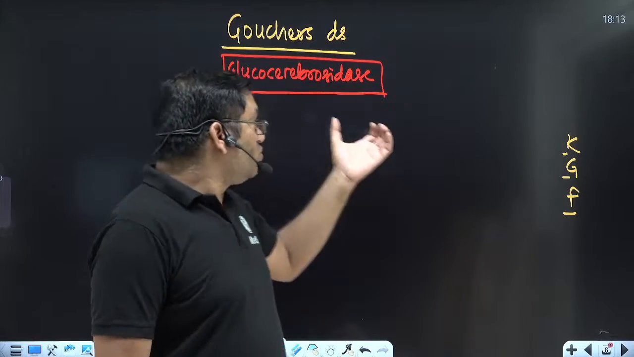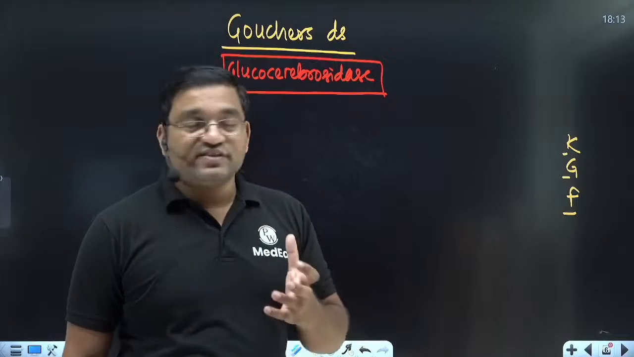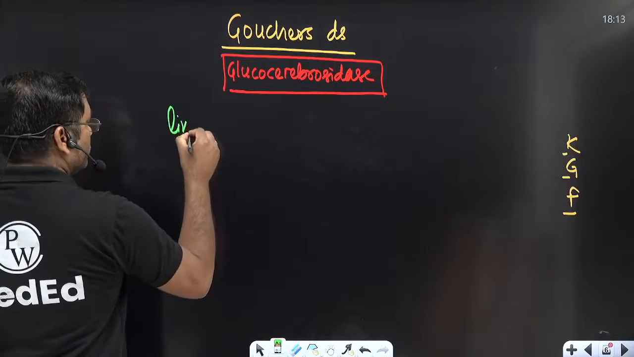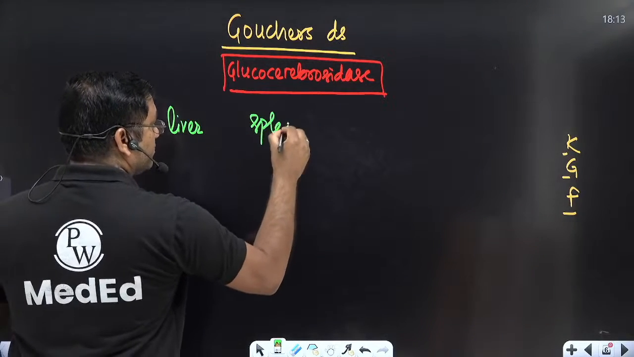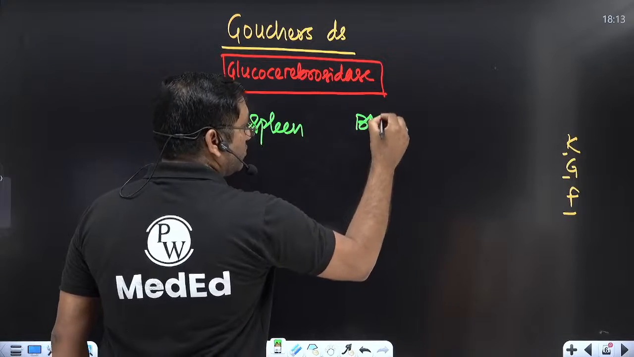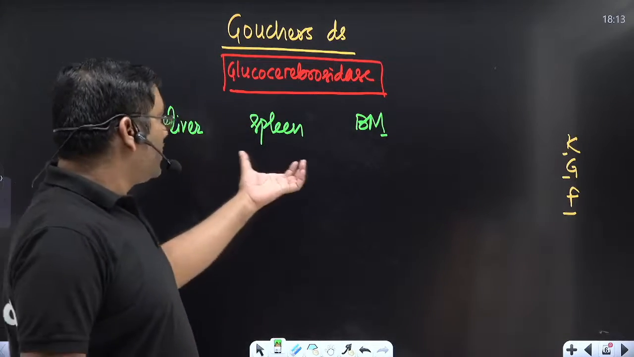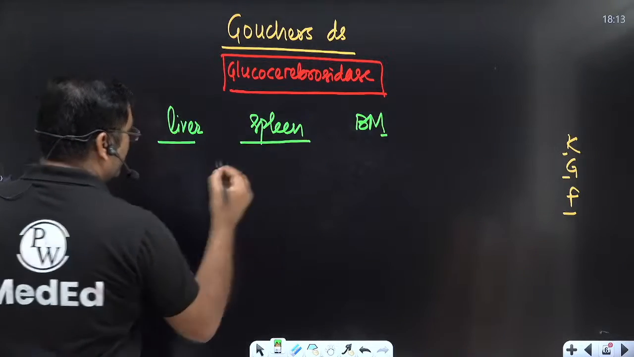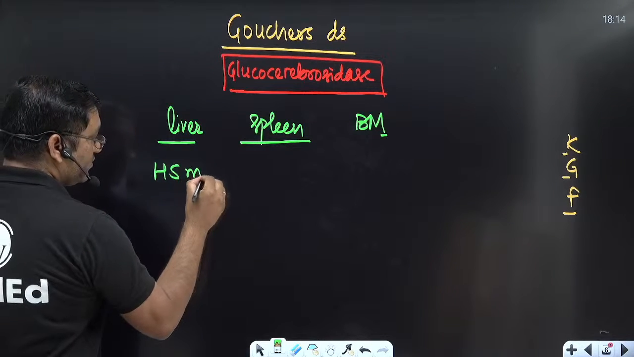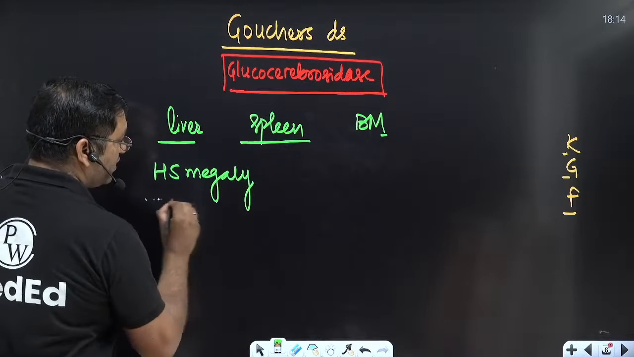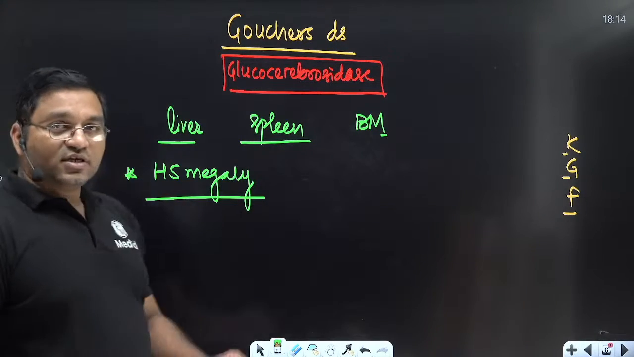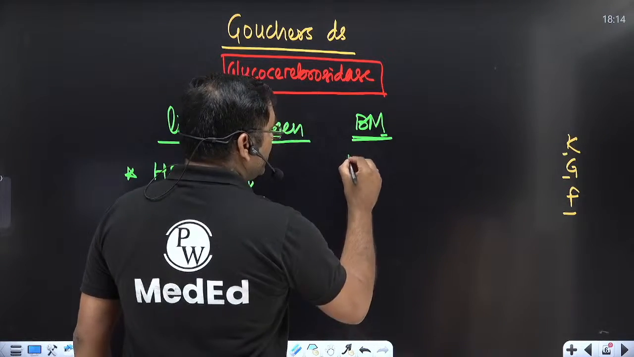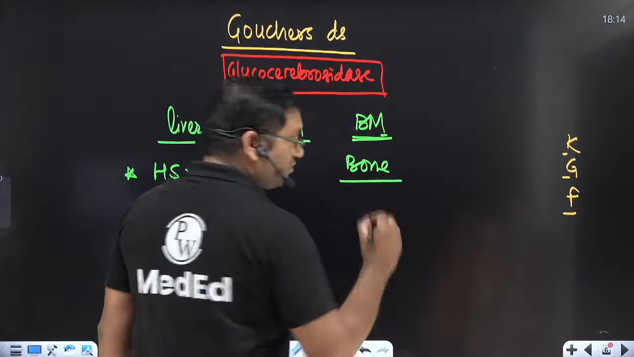and accumulation of glucocerebrosides causes a lot of manifestations. It particularly involves the liver, spleen and bone marrow. So there is hepatosplenomegaly in Gaucher's disease, so organomegaly is there. There is involvement of bone marrow. There is involvement of bone, and bone deformity will be there.